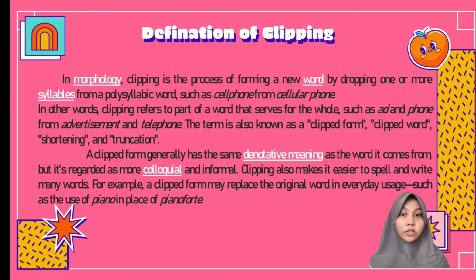A clip form generally has the same denotative meaning as the word it comes from, but it's regarded as more colloquial and informal. Clipping also makes it easier to spell and write many words. For example, a clip form may replace the original word in everyday usage, such as the use of piano in the place of pianoforte.